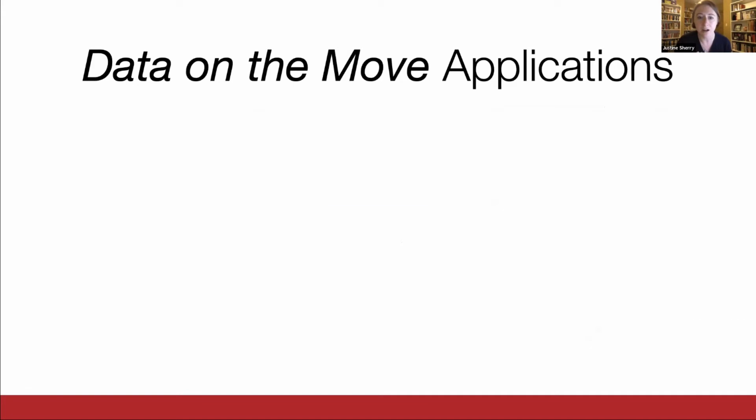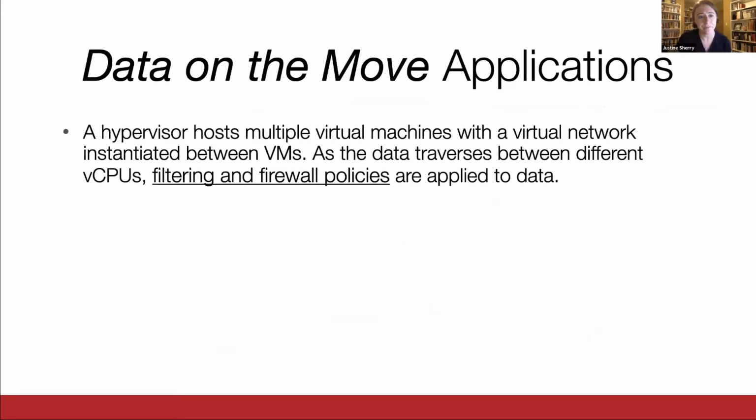When I talk about data on the move applications, here's some examples. A hypervisor hosts multiple virtual machines with a virtual network instantiated between VMs. As the data traverses between different virtual CPUs, filtering and firewall policies are applied to the data. So in a data on the move application, we're providing functionality that's sitting between other endpoints that are doing what we usually think of as the application layer functionality.